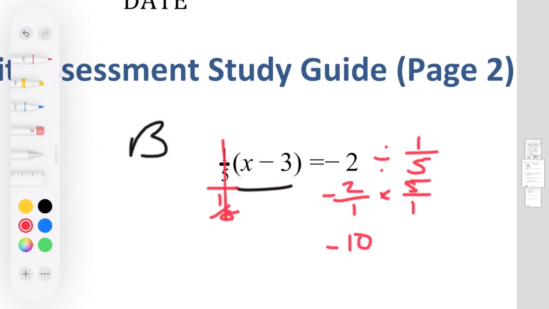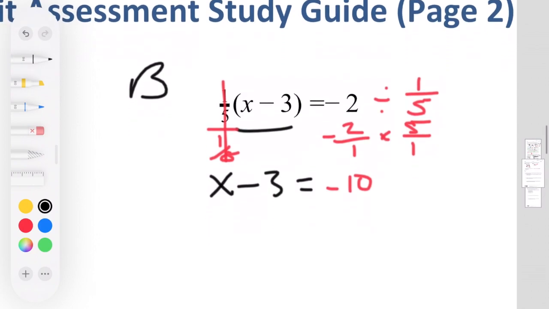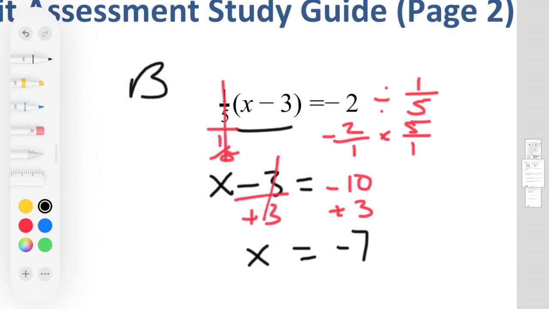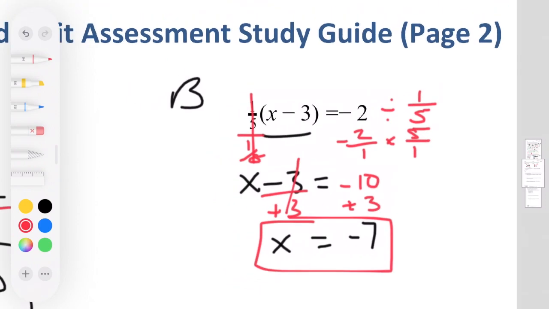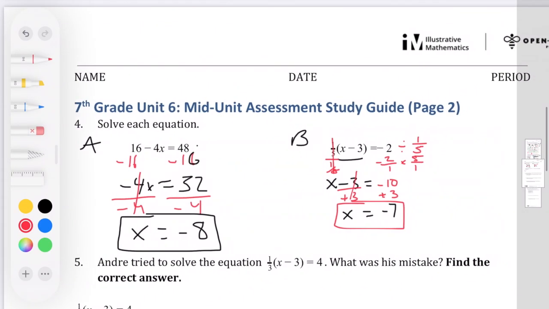which reduces just down to -10. So now we have x minus 3 equals negative 10. From there, we need to add the 3 to both sides because that's the opposite of subtracting 3 right there. Those cross out, so then we're left with x equals negative 7. So that is our solution for problem B on number 4.